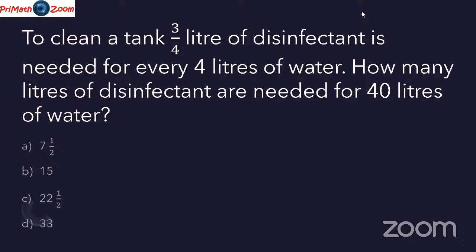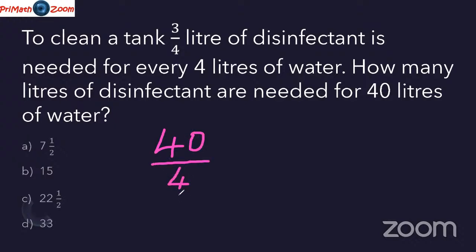All right. You guys are definitely onto something good right there. So let's look at it. So it says 3/4 liters of disinfectant is needed for every 4 liters of water. So we have to see how many 4 liters of water we can get from 40 liters. All right, so yes, guys, we are definitely on the same page. And that is what I love because I want you guys to tell me how I can solve it. So here we're going to divide the 40 by 4. So we're going to divide 40 by 4 to see how many 4 liters we can get.